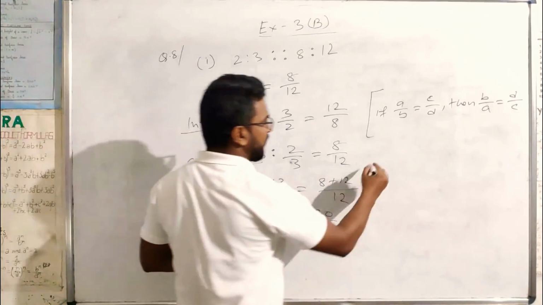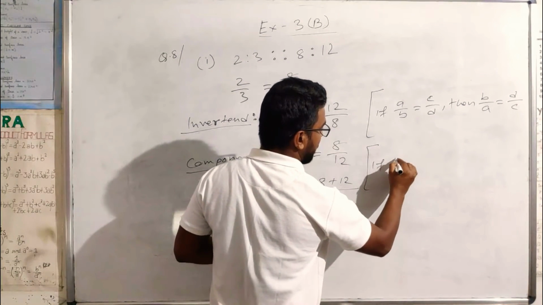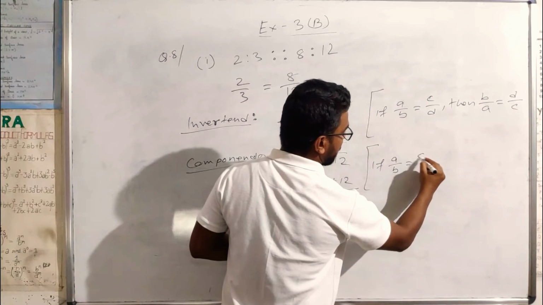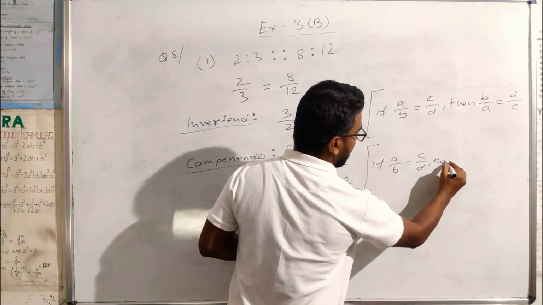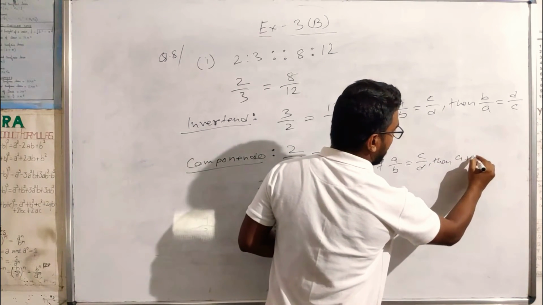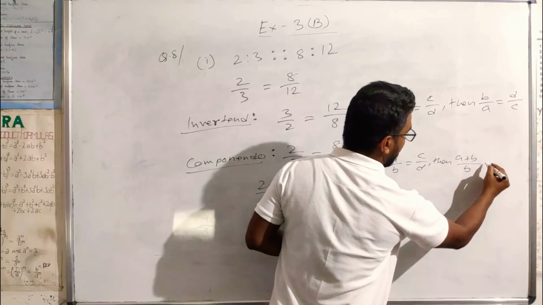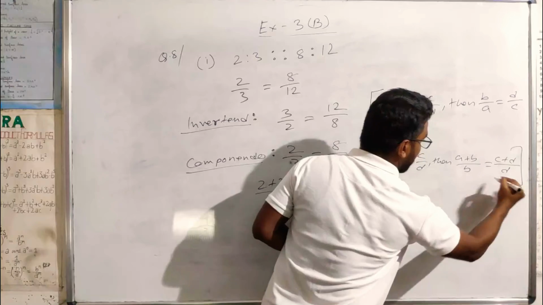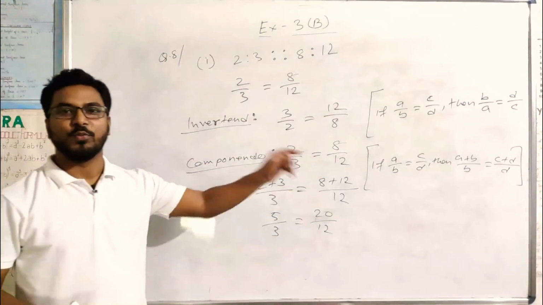Okay, because the formula was: if A ratio B is proportional to C ratio D, then it can be written as A plus B ratio B is proportional to C plus D ratio D. This was the formula for componendo.